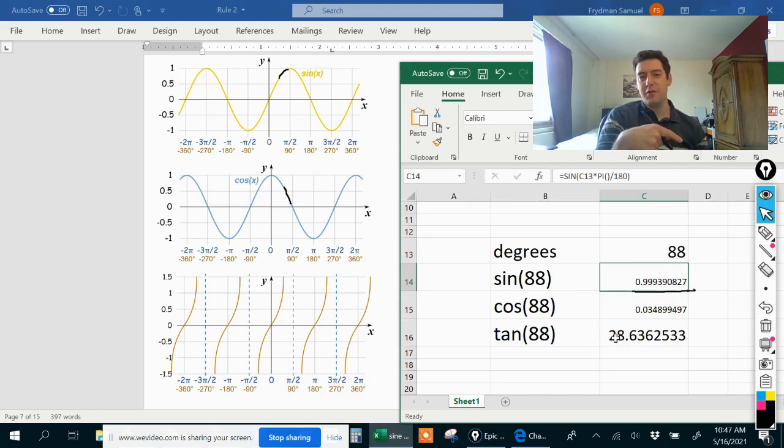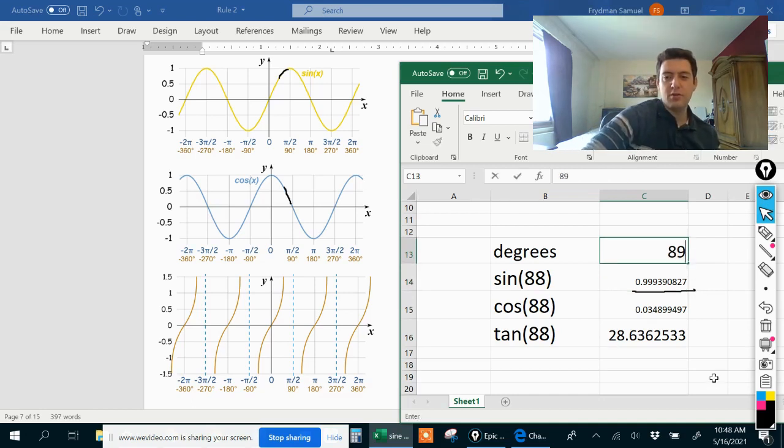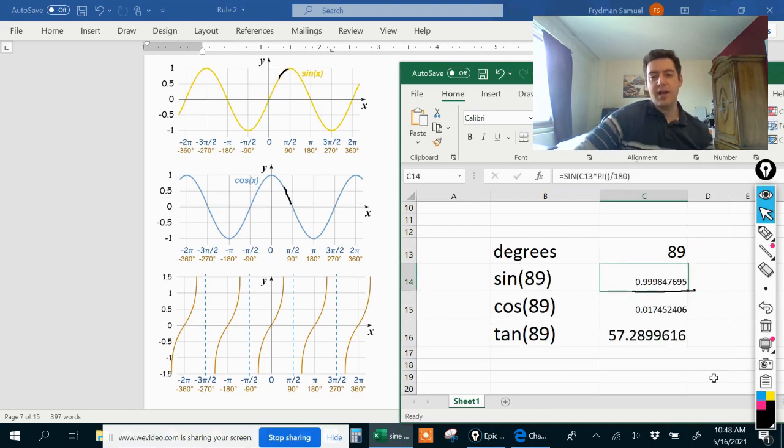What did we have before at 85 degrees? It was 11 point something, right? Now we're already at 28. And we only went up by 3 degrees. So the tangent more than doubled when we went up just by 3 degrees there. Let's go up by 1 degree now, from 88 to 89. Let's see what happened. Tangent went up to 57.